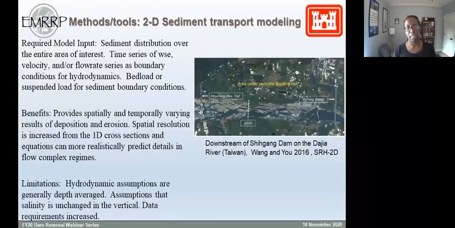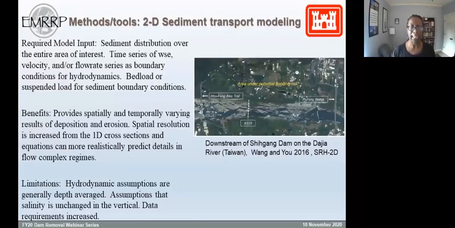Limitations are that the world is not 2D, the world is 3D. So there are still some assumptions that have to be met to utilize these models. You have to assume that the hydrodynamics are generally depth averaged, and that is not always the case. So if you utilize this type of model, a 2D model, with those assumptions in areas where it's inappropriate, then your results will be erroneous. Also, data requirements have increased between the 1D and 2D.